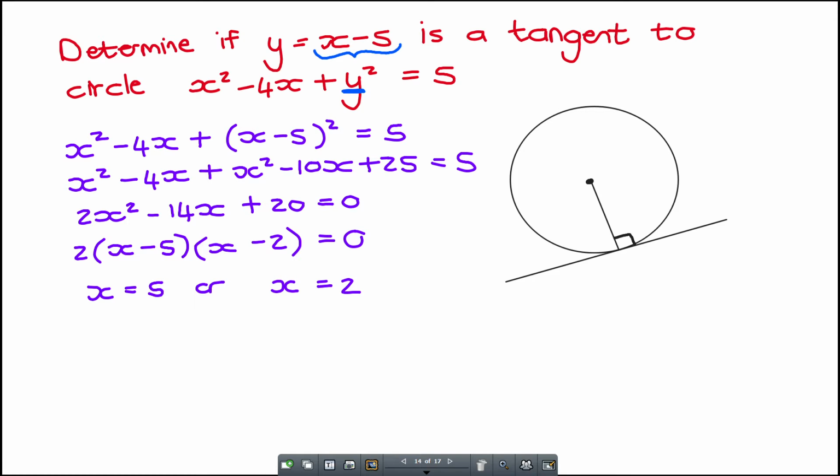Nee, maar if it's a tangent, how many times would it touch the circle? Once. So how many values for x should I have? 1. And in this case, I have 2, meaning this is not a tangent. Dit gaan 'n snylyn wees. Nee, it cuts through the circle. Kyk gou, when it cuts through the circle, it would have 2 values for x. But when it's a tangent, it will only have 1 value for x.